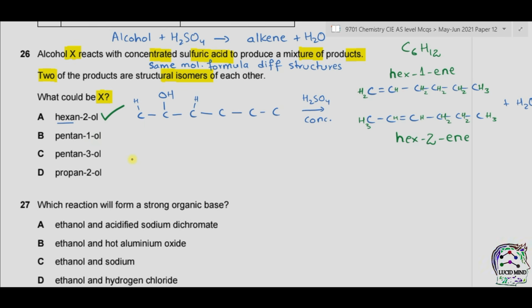B is pentan-1-ol. In pentane we have 5 carbon atoms. 1-ol means that OH is attached with the first carbon atom. Now in the presence of concentrated sulfuric acid, water will be removed and hydrogen is removed from the adjacent carbon atom. As there is no other adjacent carbon atom, only one product is possible, which is this one.